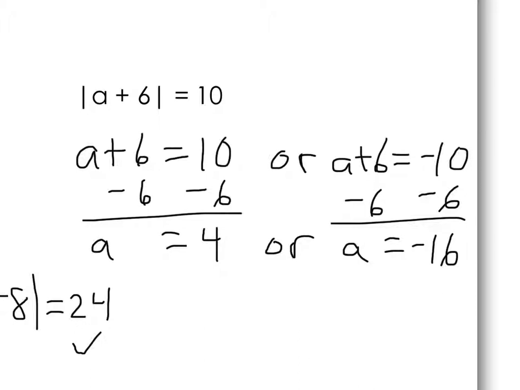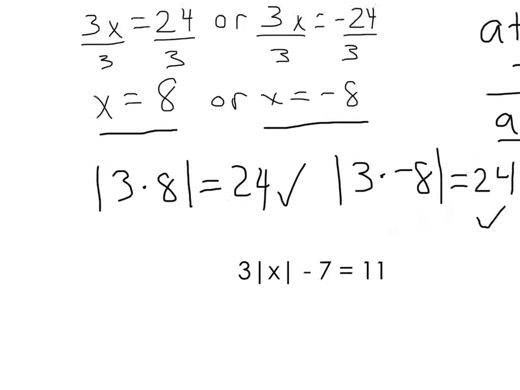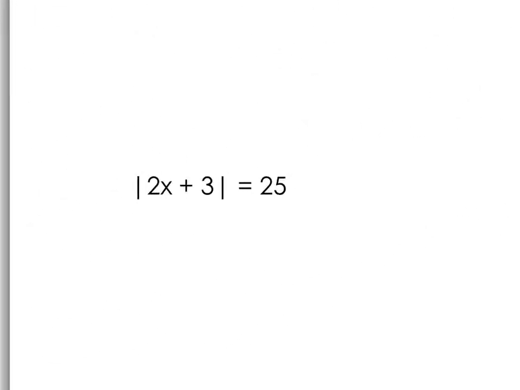Well, substituting them back into the original equation, for a equals 4, we have 4 plus 6 is 10. The absolute value of 10 is 10. That works. Substitute negative 16 back into the original equation. You have negative 16 plus 6 is negative 10, and the absolute value of negative 10 is positive 10. So that also works. We have two correct solutions.